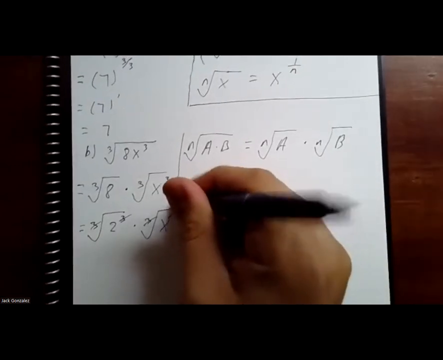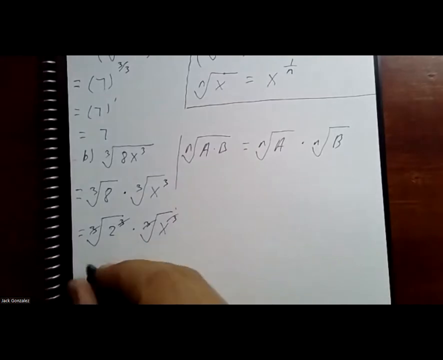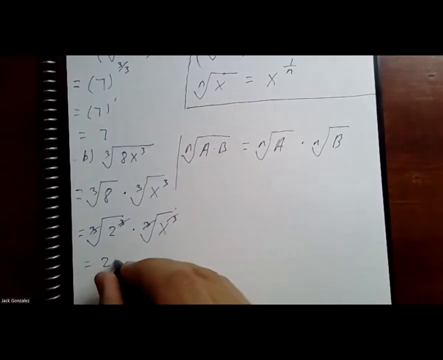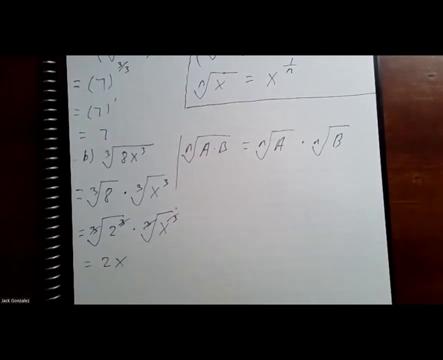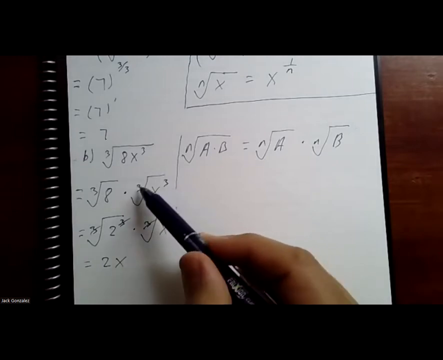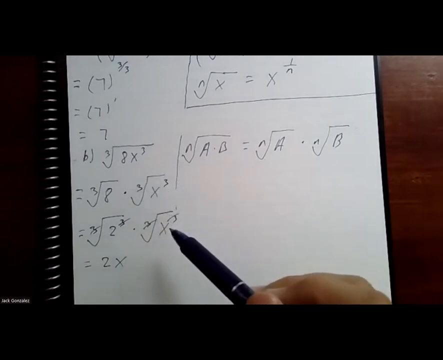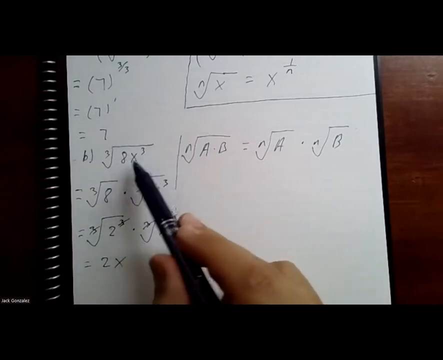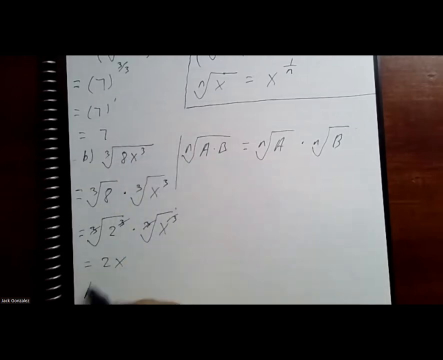And at that point, it's pretty much it. The roots are gone, so you're left with 2x. You can do this a couple of different ways if you want, but as soon as you have a power that matches the index, they're just going to undo each other. They are inverses. Okay, so there's an alternate way for B.